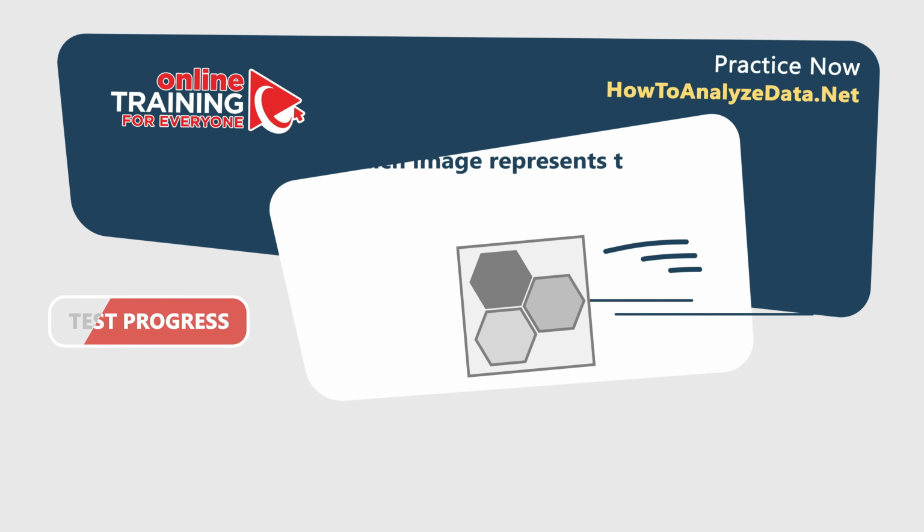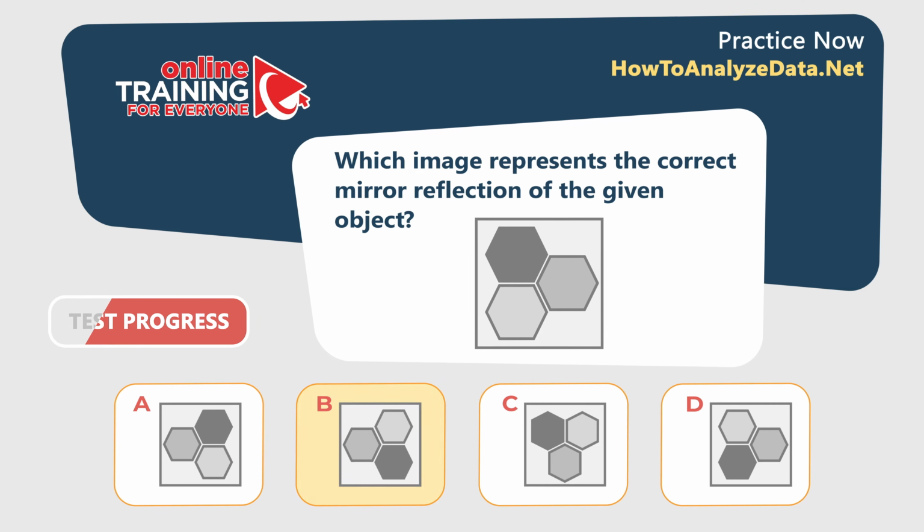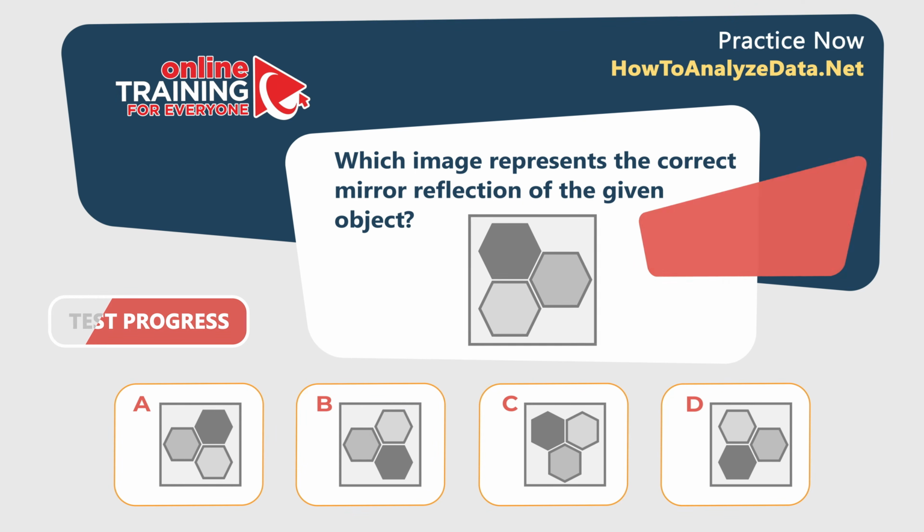Which one of the following 4 objects represents the correct mirror reflection of the given shape? Your choices for the answers are A, B, C, and D.